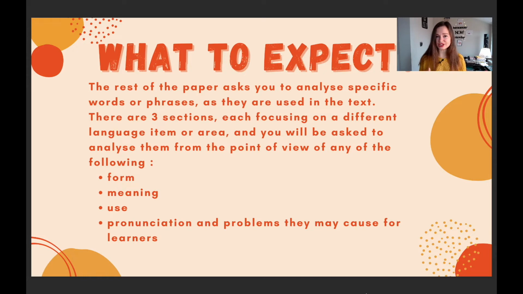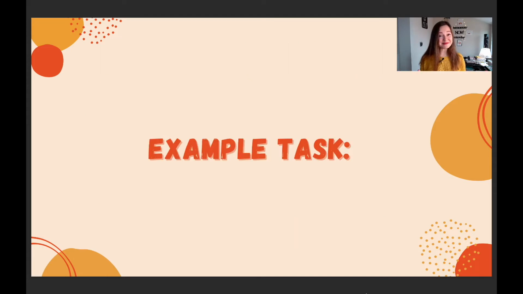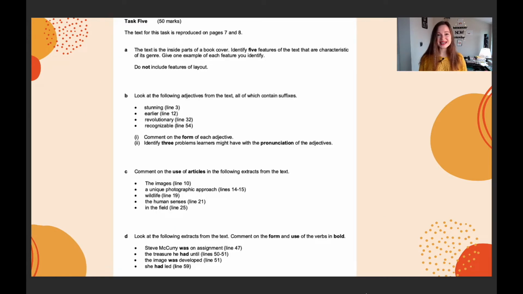There are 3 sections, each focusing on a different language item or area, and you will be asked to analyze them from the point of view of any of the following: form, meaning, use, pronunciation, and problems they may cause for the learners. And now let's have a look at the example task. As you can see, we have the text, which is located over here. I will come back to this text a little bit later because we are going to work with it. Let's have a look at the task.